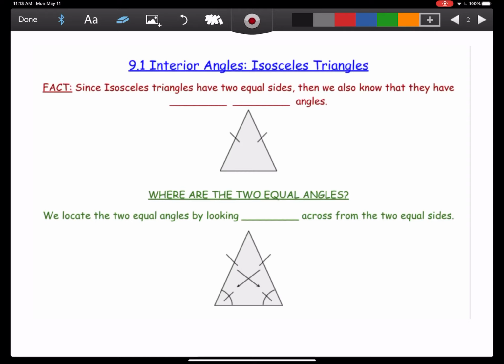Fact: since isosceles triangles have two equal sides, and we know that there are two equal sides because of this tick mark and this tick mark. Since they're matching tick marks, that means those sides are the equal sides. Then we also know that they have two equal angles. So we're going to write that in there. Two equal angles. Okay?